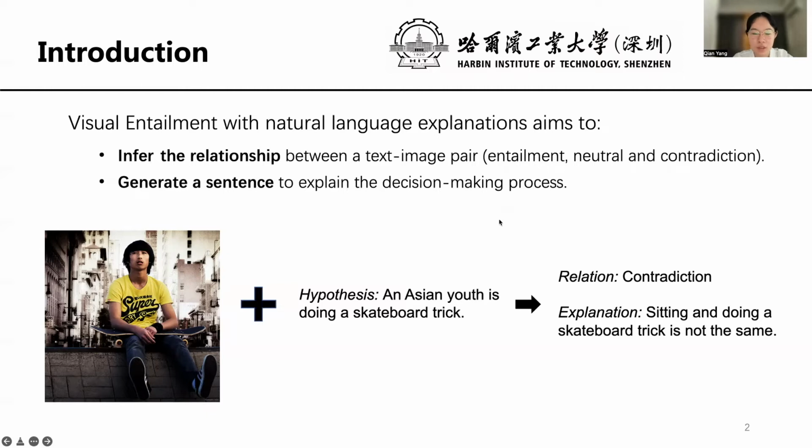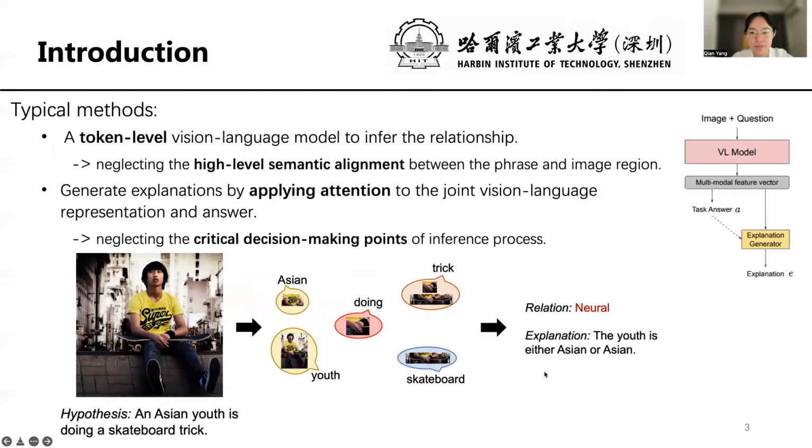For example, given an image premise that a boy is sitting on a step, and the text hypothesis, an Asian youth is doing a skateboard trick, the model needs to figure out that the relationship is contradiction and generate the explanation. Sitting and doing a skateboard trick is not the same.